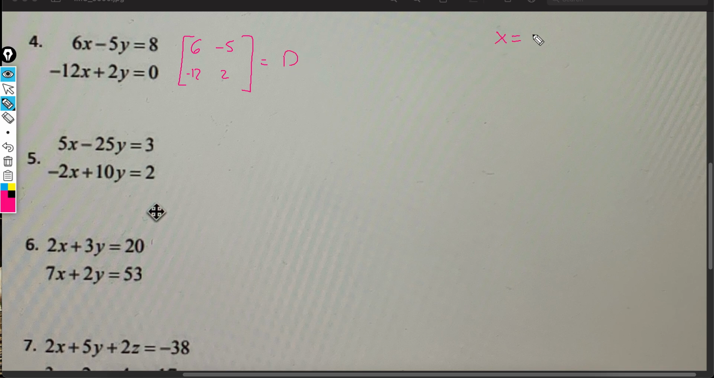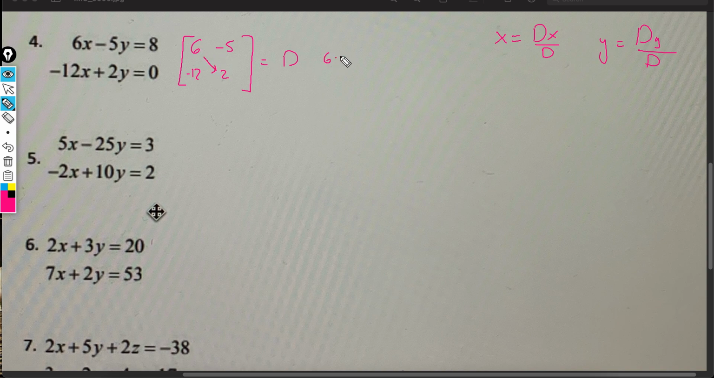Just as a side note, x equals d sub x over d, y equals d sub y over d. Our determinant of x value in the matrix, our main determinant, which is both of them, and then our determinant of the y value in the matrix. So let's start this off.